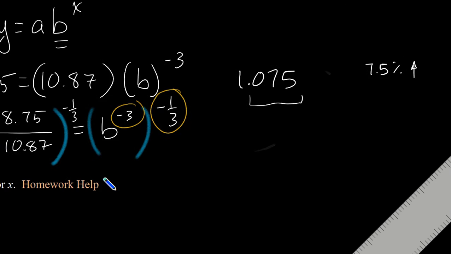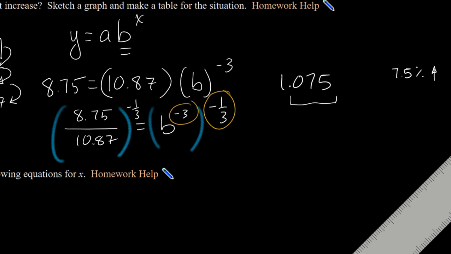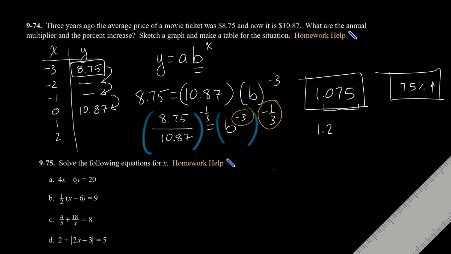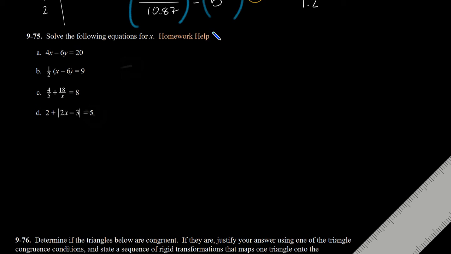Is that really right? 7.5%? Because if my multiplier was 1.2, it'd be 20%. So yeah, it is. It's 7.5%. So my answer to my question is my multiplier is 1.075, and I am increasing by 7.5% each year.